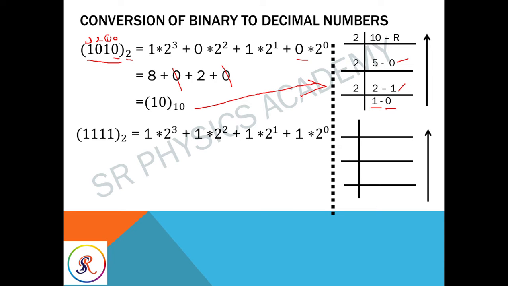Let's go to one more example. Here I have taken a binary number with all 1s. So what is the binary number of this one? The base is 2.